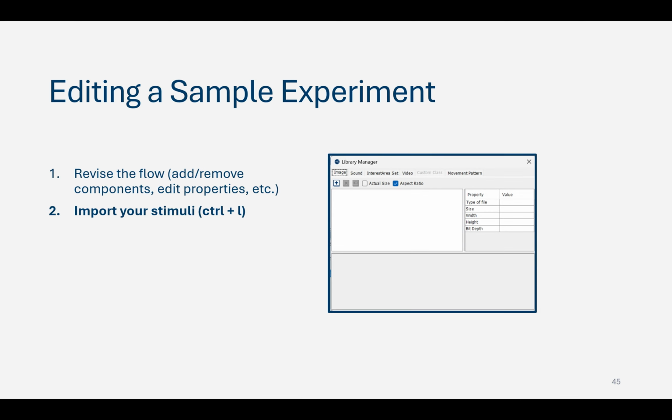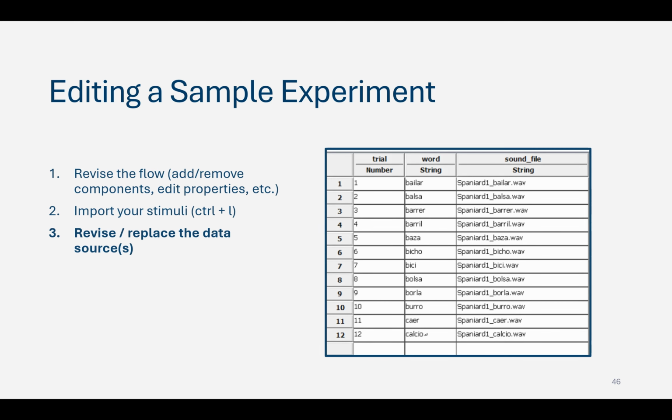Next, you'll need to import the stimuli you plan to use. This is important so you make sure that everything you reference in the data source actually exists. Then you will revise or replace completely the data source. I would recommend replacing it completely, especially since in a real experiment you're going to have extra conditions that I didn't consider here.